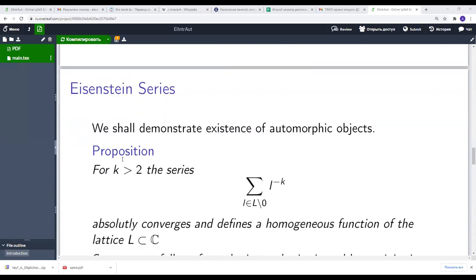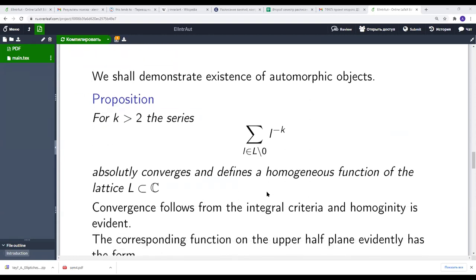Okay, so the definition is the following. I want to have a function of a lattice. The simplest way to construct it is just to sum a function on the elements of this lattice. The trouble is, of course, convergence. And the claim is that if I consider the sum just of the powers, minus kth power, of elements of the lattice, and if k is strictly greater than 2, then the series converges absolutely. And so it defines a homogeneous function of the lattice of weight minus k.